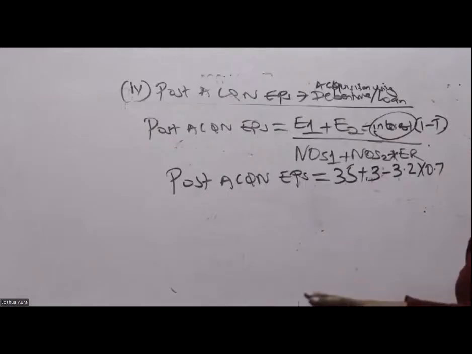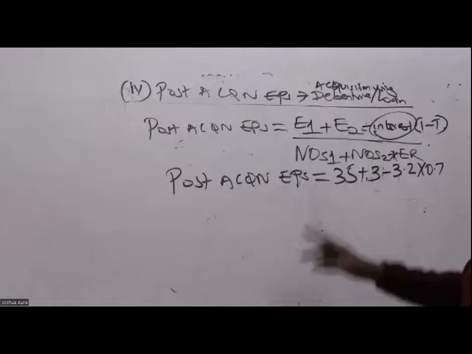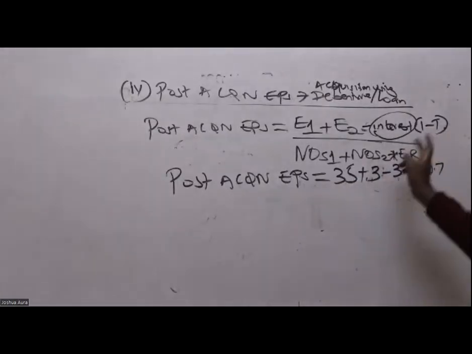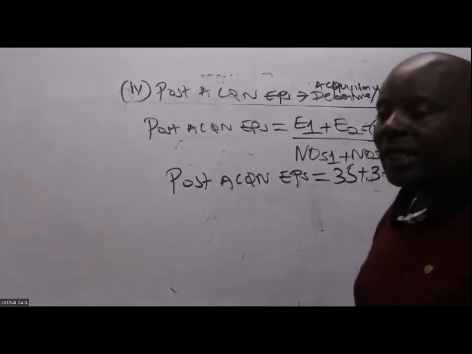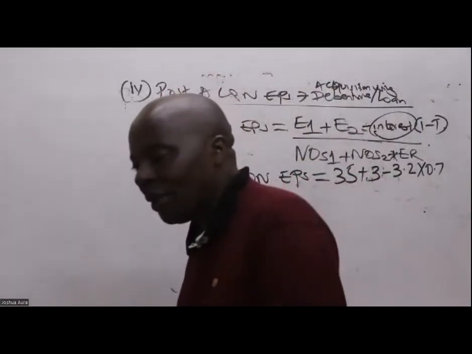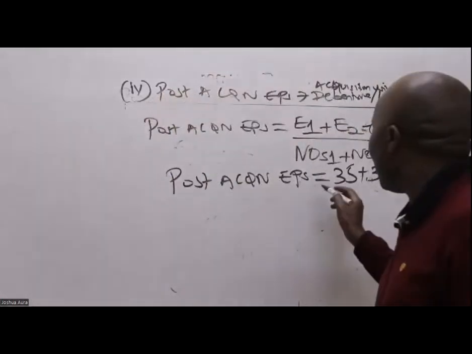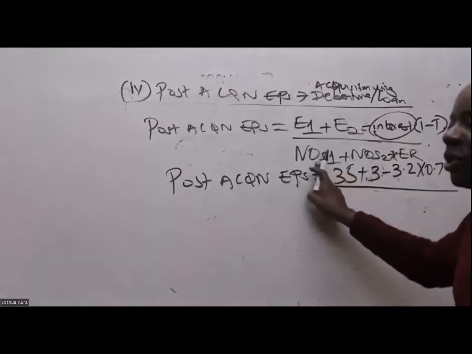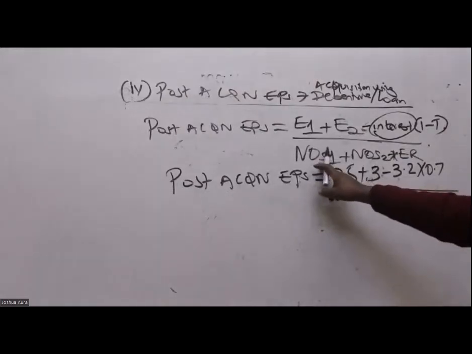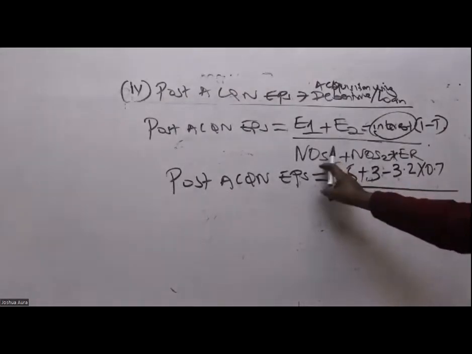It is 1 minus tax, and tax has been given as 0.3. Then divide everything by the number of shares of company 1, the number of ordinary shares of company 1.